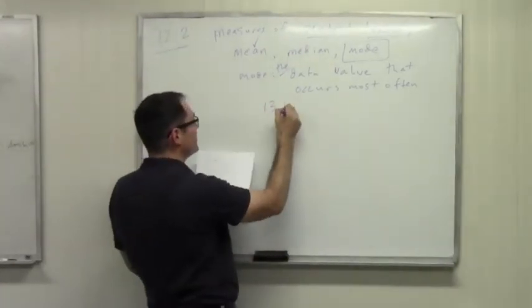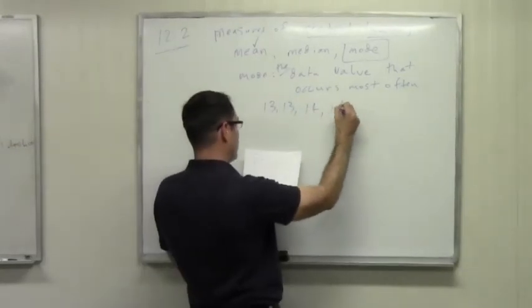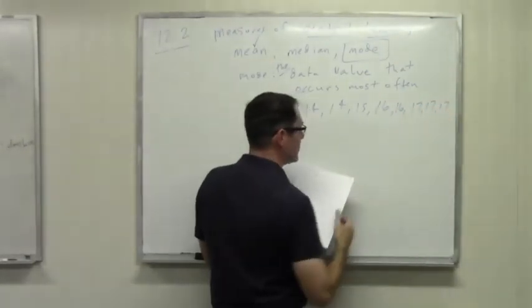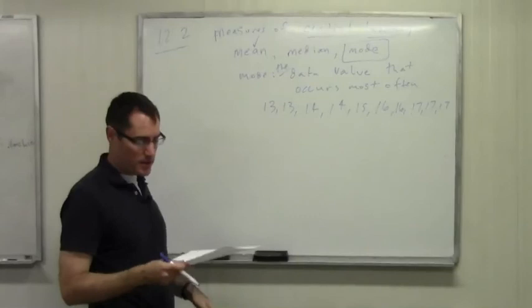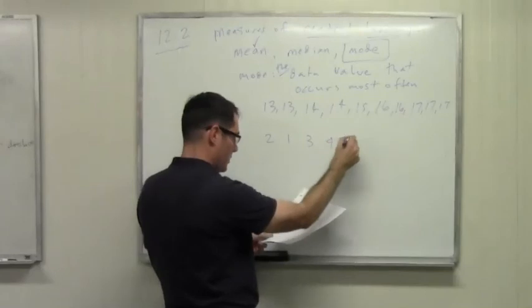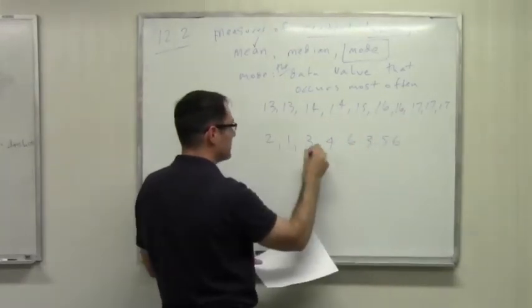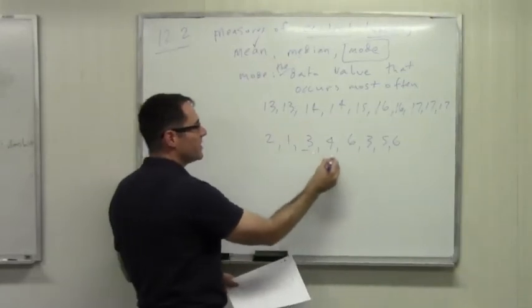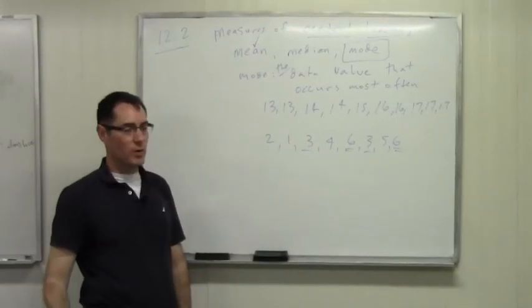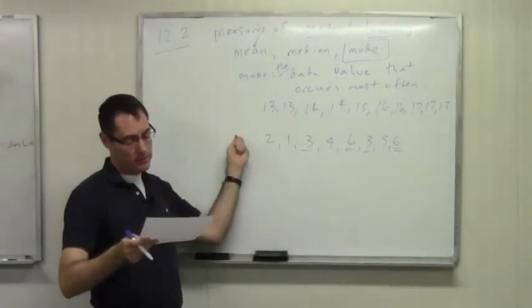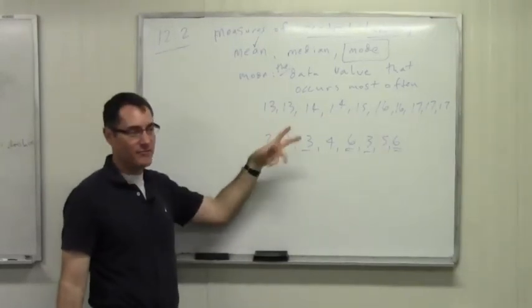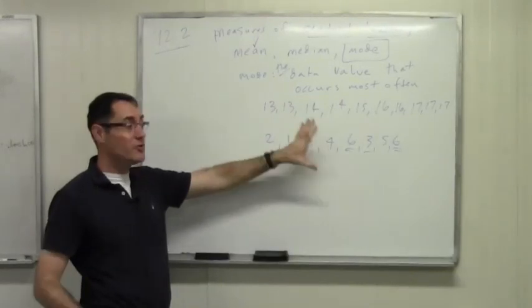13, 13, 14, 14, 15, 16, 16, 17, 17, 17. What's the mode? 17. It's the one that occurs most often. How about 2, 1, 3, 4, 6, 3, 5, 6? 3 is a mode, and 6 is also a mode, because it happens twice as well. This is called bimodal. The mode is always in the set. You're not taking any means to get fractions or anything like that. But you can have more than one mode.